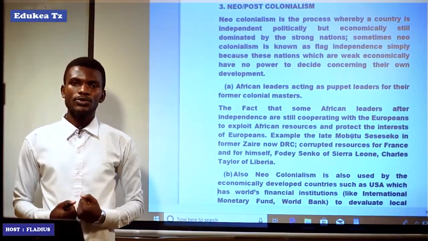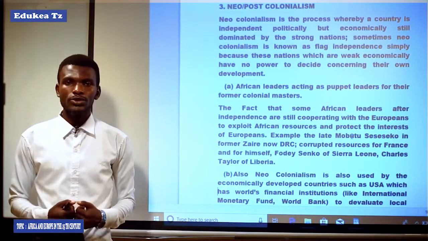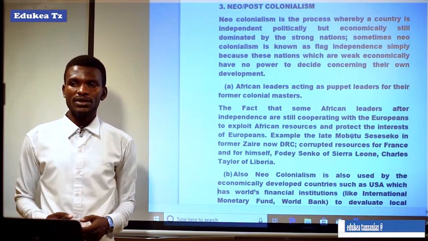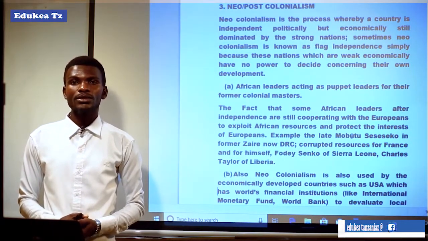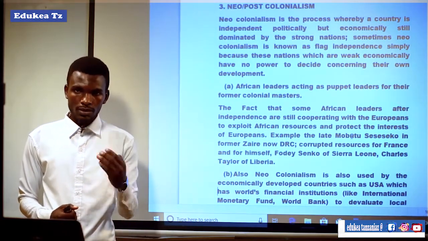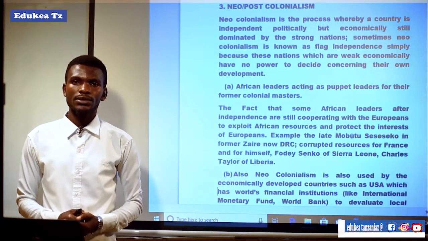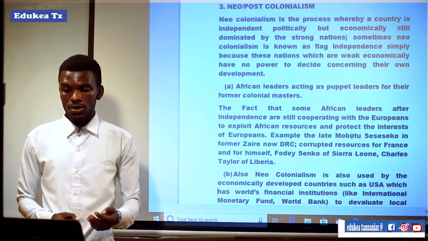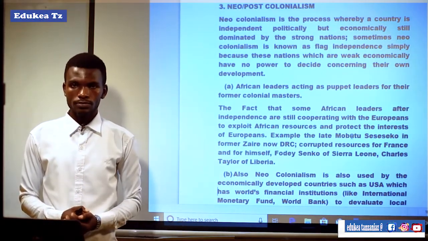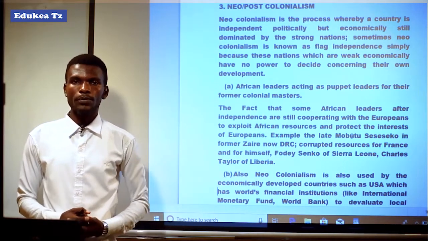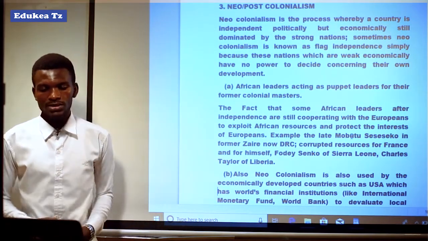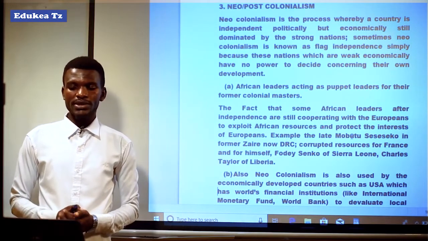Welcome in this session to proceed with our second topic in Form 5 history, which is Africa and Europe in the 15th century. In the last session we ended on looking at the reasons that widened the gap between Africa and Europe in development by the 15th century onwards. Now we are going to see another reason which widened the gap in development between Europe and Africa, which is neo-colonialism or post-colonialism.